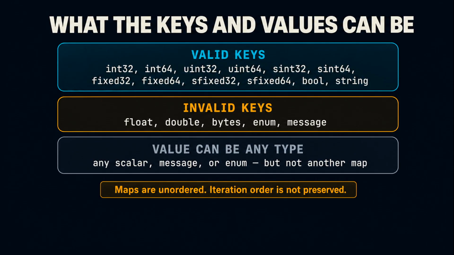There are constraints. The key type has to be an integral or string scalar. So int32, int64, uint32, uint64, sint32, sint64, fixed32, fixed64, sfixed32, sfixed64, bool, or string. Floating point types, bytes, enums, and messages cannot be keys. The value type can be anything except another map. No nesting maps inside maps.